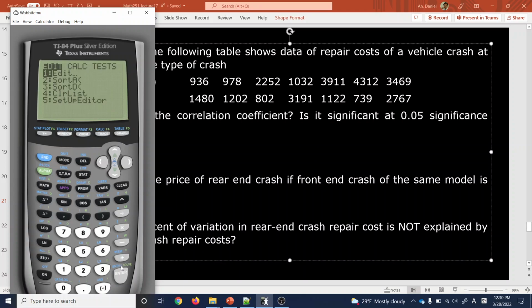So stat, edit. Let me check. 936, 978, 2252, 1032, oh, 3911. That's my mistake. 3911. Okay. 4312, okay, good. And then 1480, 1202, 802. Okay, sorry about that. I made a mistake. Yeah, so I guess you should always check your data input. Let's calculate. All right, so what did you get for the value of R? Negative 0.282. Is that what you got? Yeah. Great, okay. And then we have the p-value is 0.5, so what do we do?